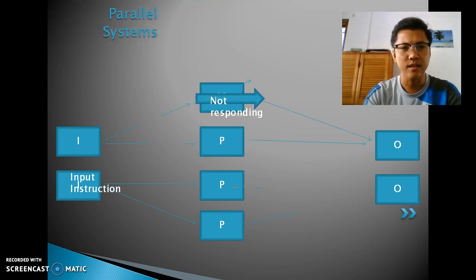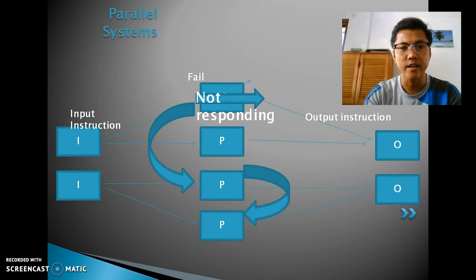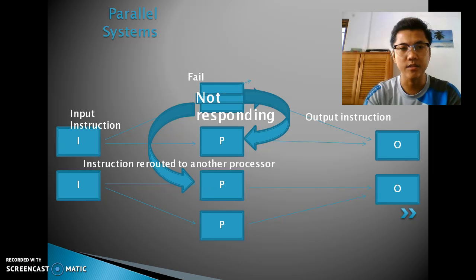In parallel systems, if you put in an input instruction, normally it will process on the processor and the output instructions will be there. If, for example, one of the processors is not responding or fails, the job will be rerouted to another processor and it will produce the output instruction without any other disturbances.